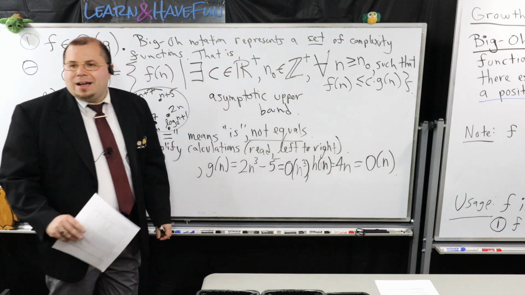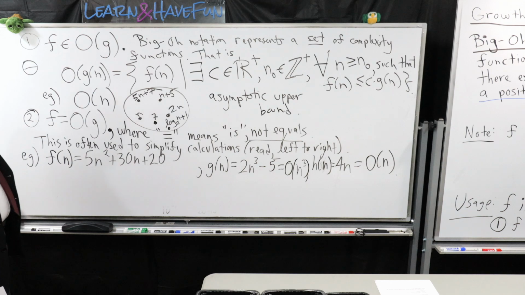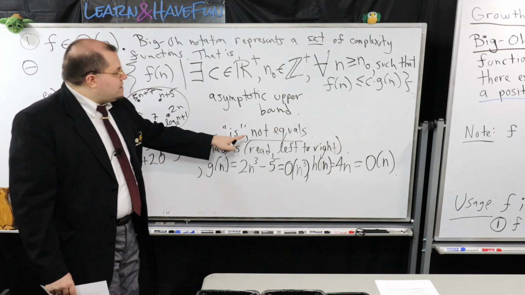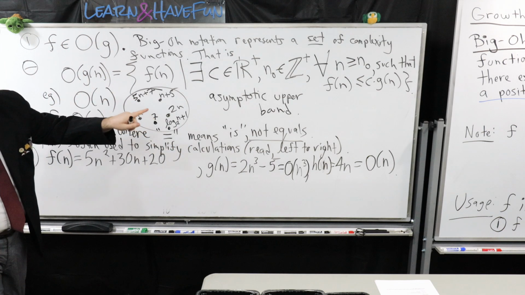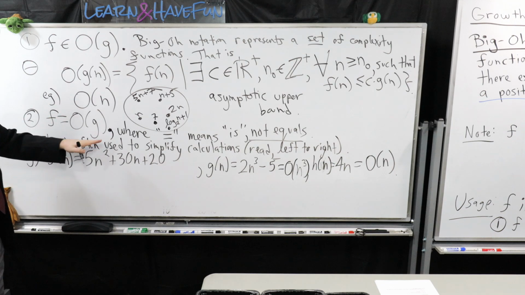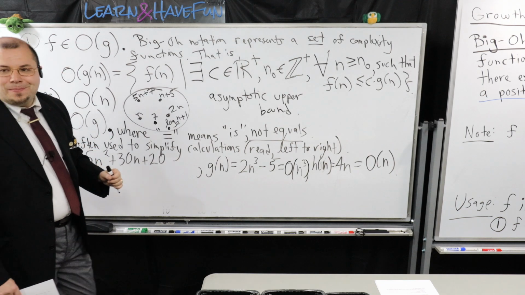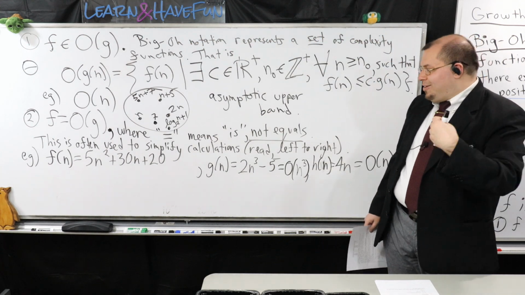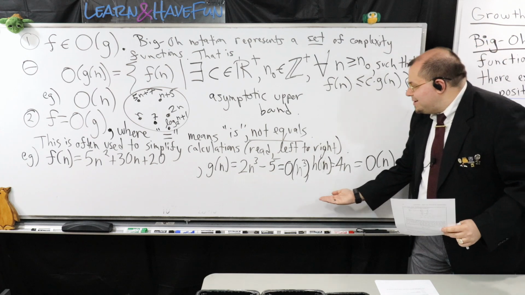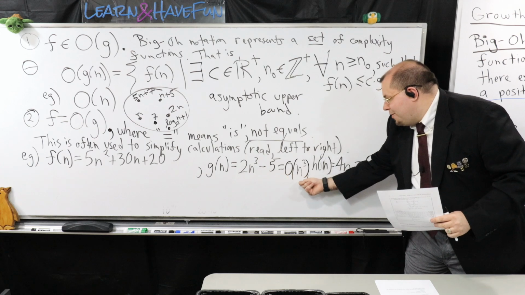So question, why have you written not equals? Oh, I'm referring to, I'm saying where equals means is, not equals. As in, this is not an equal sign. This means is, just like I wrote over there. So keep in mind that when we write it in this context, when I write this right here, I'm actually saying is big O of n cubed.